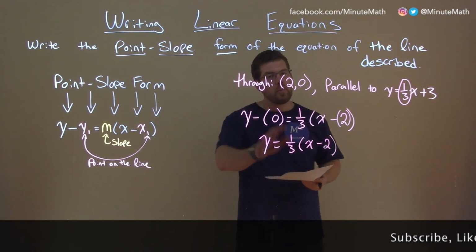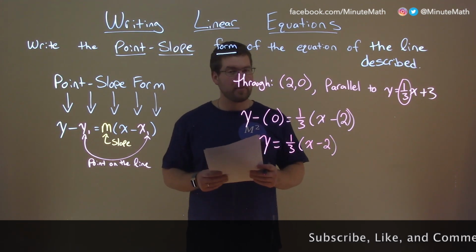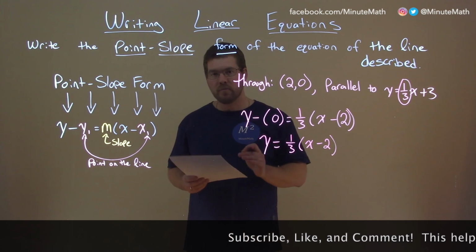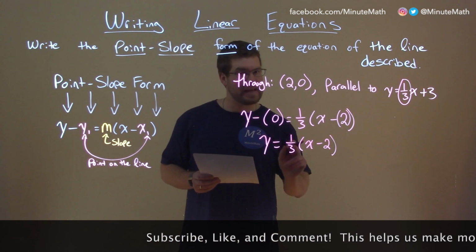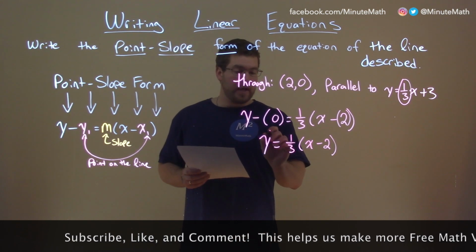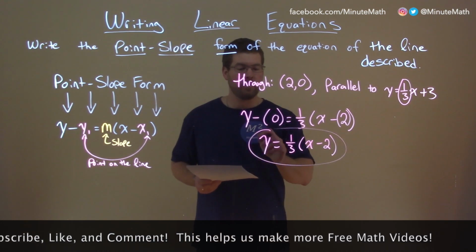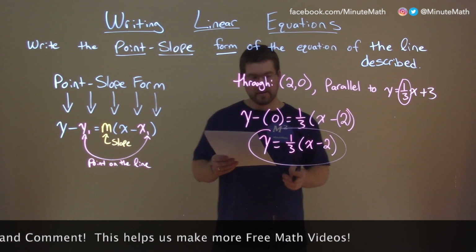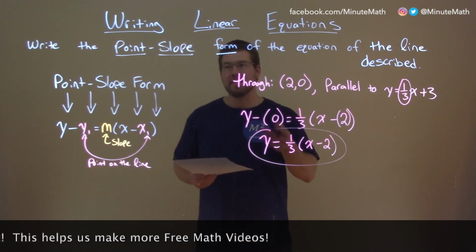And again, this almost looks like it's in slope-intercept form, but it's not. It's still in point slope form. Notice this part here is not exactly the same. So our answer in point slope form is just y equals 1/3 times x minus 2, and that's it. It's in point slope form.